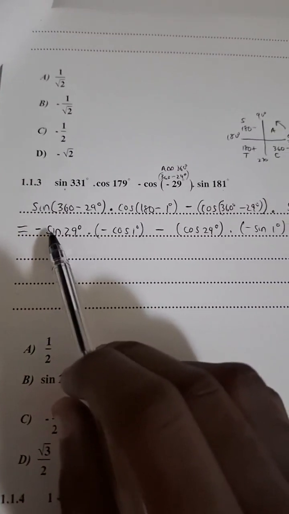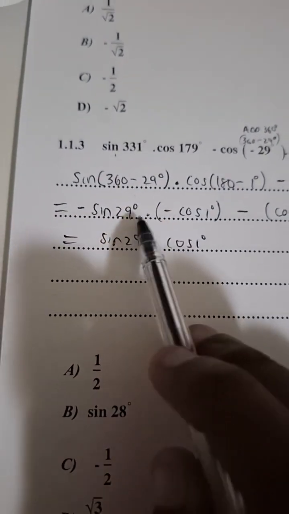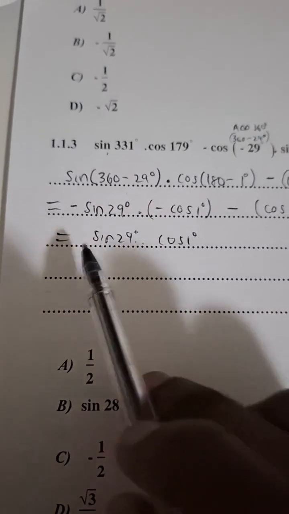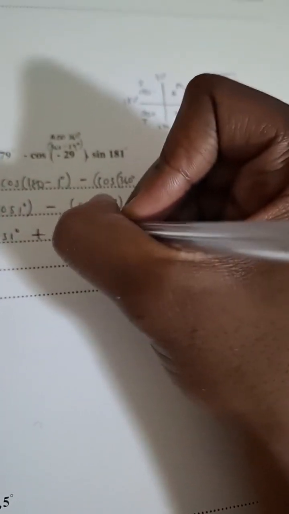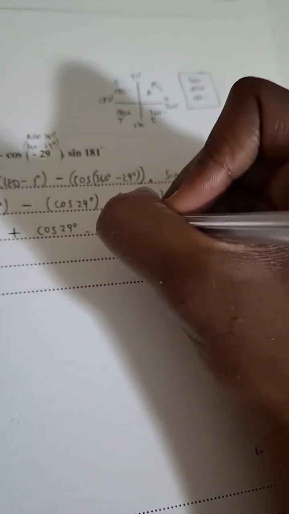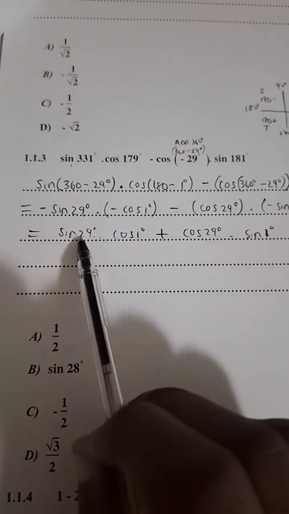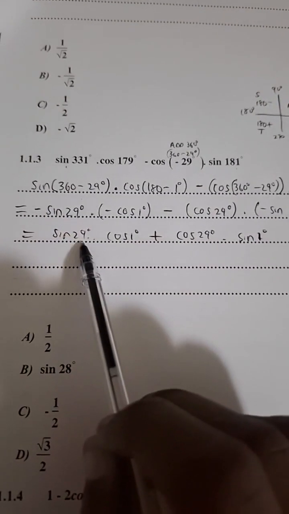Now, negative times a negative, we get a positive outcome. So this is sine 29 degrees times cos 1 degrees. We can remove the bracket because a negative times a negative, the brackets mean multiply. This is sine 29 cos 1 degrees. Then let's come here. Negative times another negative gives us a positive answer. Now we can remove the brackets. Cos 29 sine 1 degrees. Then we'll look at this. Cos 29 cos 1, cos 29 sine 1.